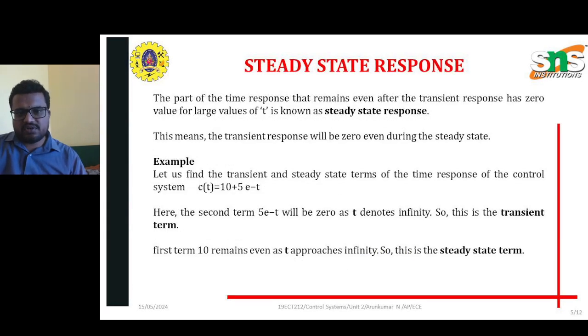An example. Let us find the transient and steady state terms of the time response of the control system given by c(t) equal to 10 plus 5 e power minus t. Here the second term, 5 e power minus t, will be 0 as t tends to infinity. So this is the transient term. The first term is 10. It remains even as t approaches infinity. So this is the steady state term. Based on the transient and steady state terms, we can find the corresponding values.